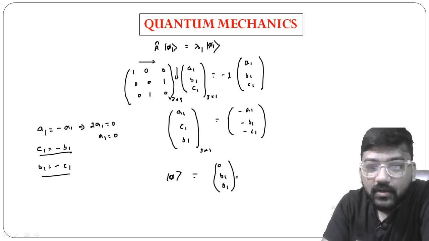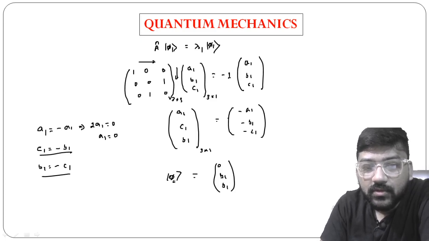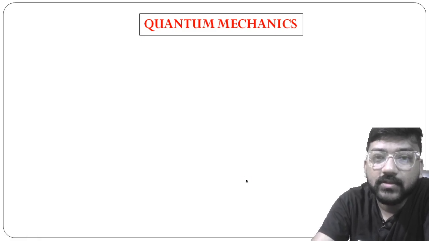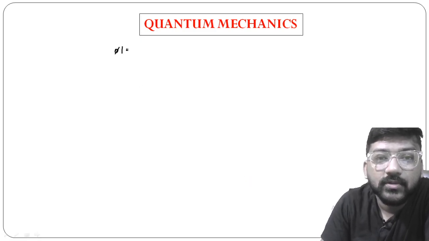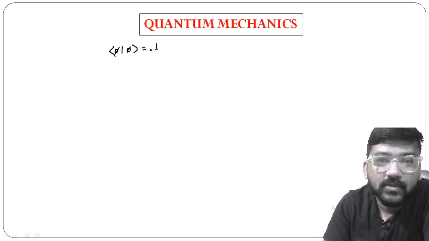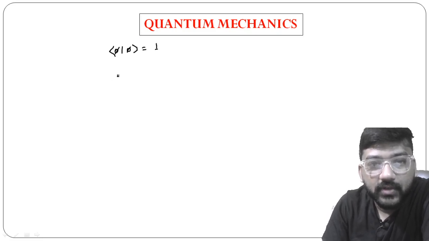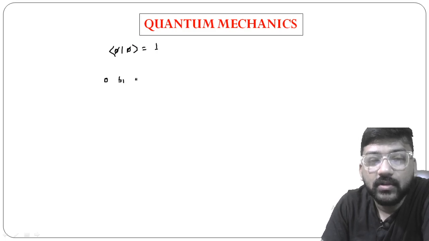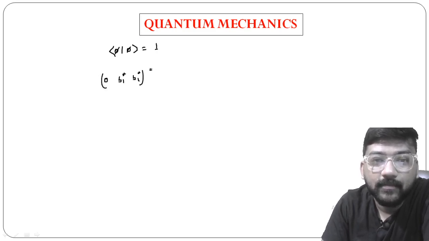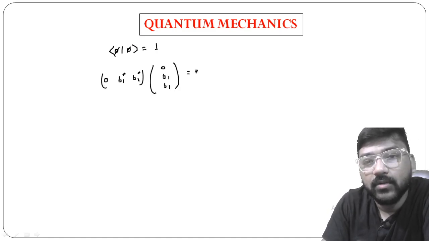Now, if you normalize this wave function, so that phi with phi will be 1. This is the normalized condition we have discussed earlier. So if you have the bra vector phi, that means it will be 0, b1 star and b1 star, and the ket phi will be 0, b1 and b1, and that will be equal to 1.